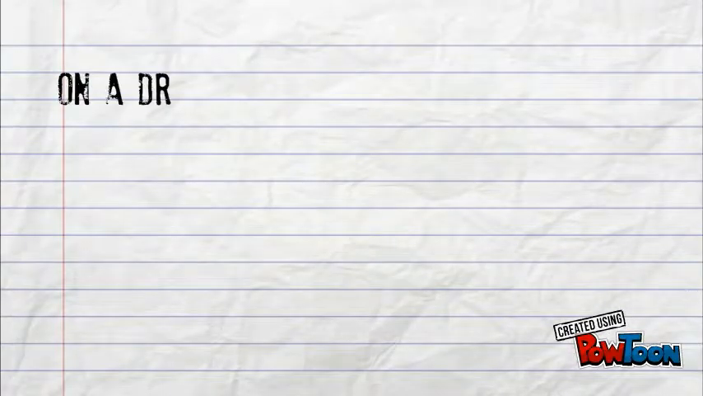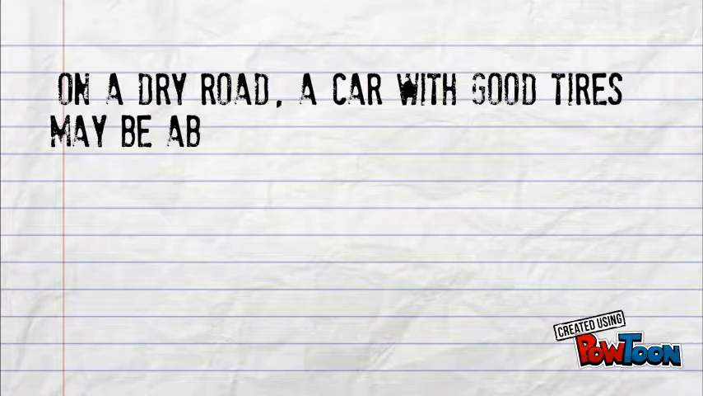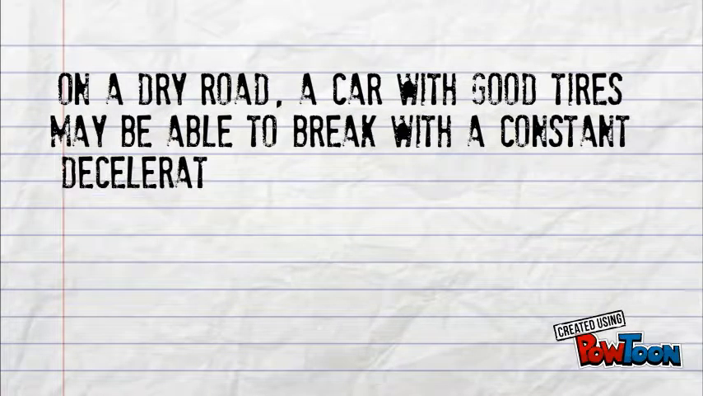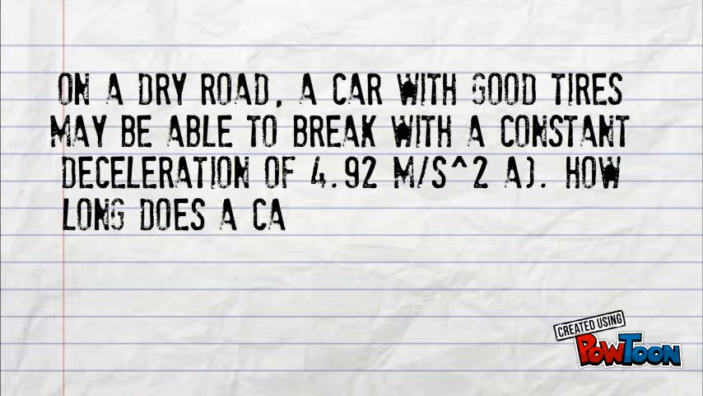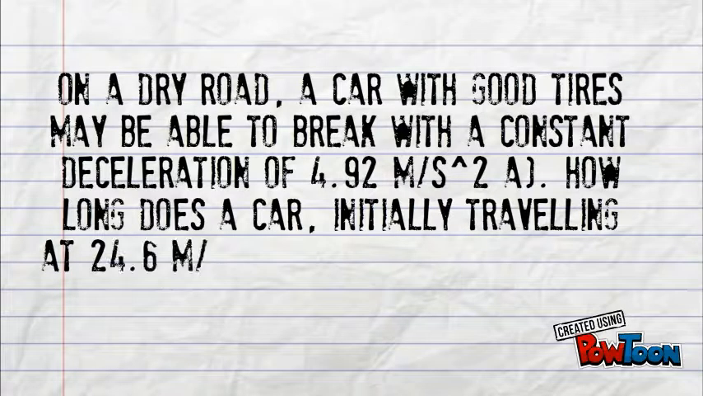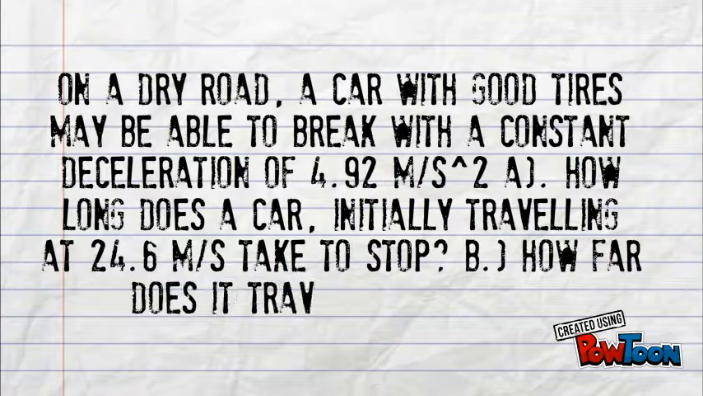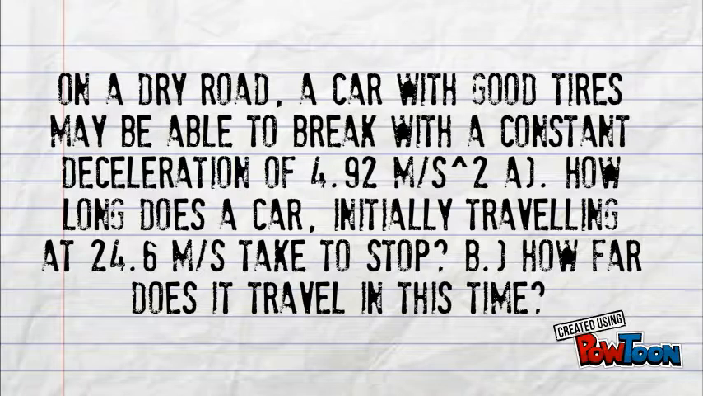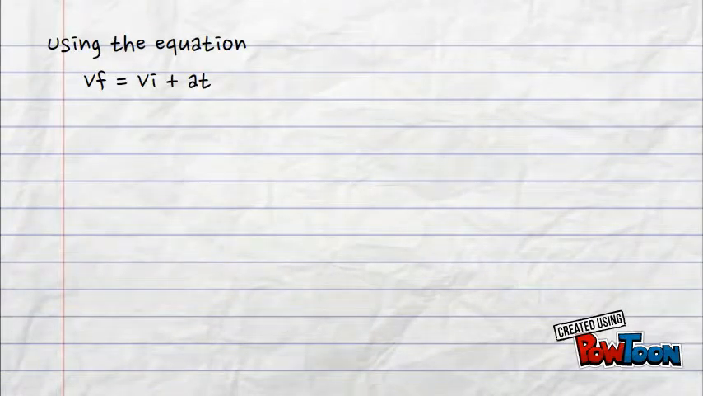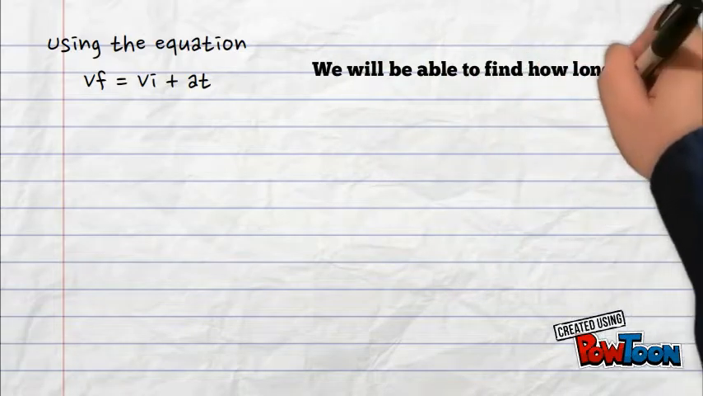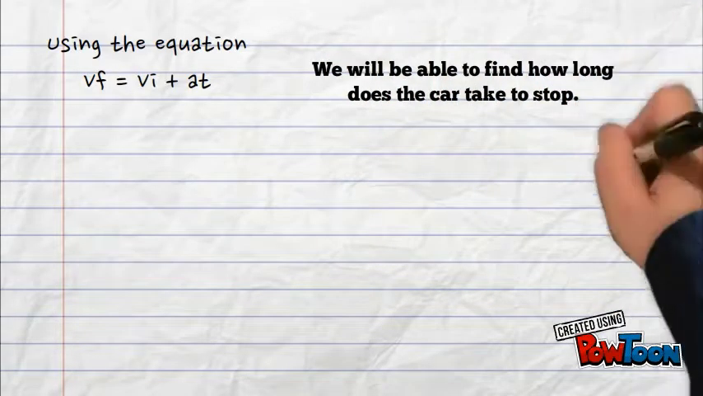Let's start. On a dry road, a car with good tires may be able to brake with a constant acceleration of 4.92 meters per second squared. How long does a car initially traveling at 24.6 meters per second take to stop? And how far does it travel in this time? Using the equation Vf is equal to Vi plus At, we will be able to find how long a car takes to stop.